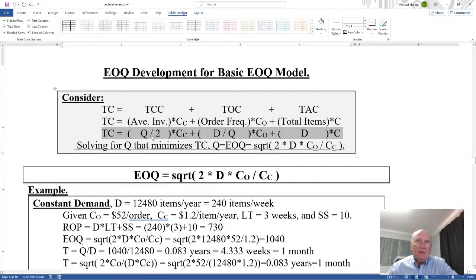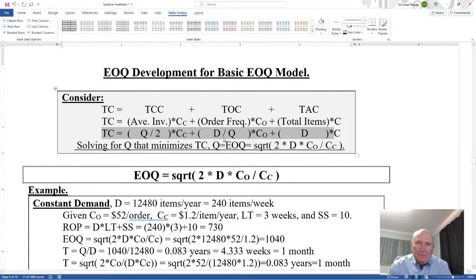So if I find a Q, notice the total cost is directly related to Q, inversely related to Q, independent of Q. So if I wanted to find a Q which minimizes total cost, I would use calculus. I take the derivative, set it equal to 0, solve for Q, and you have the answer.